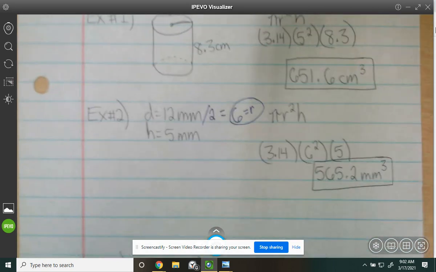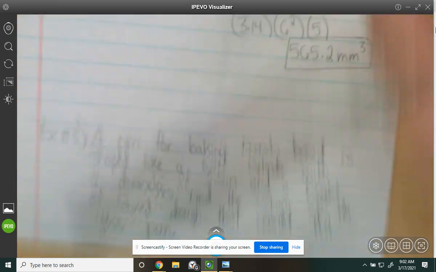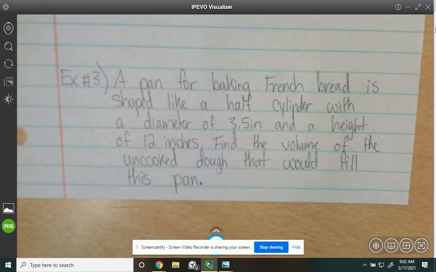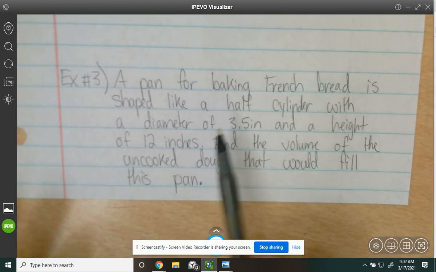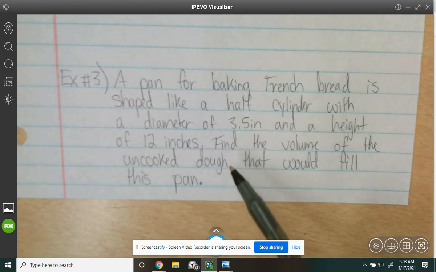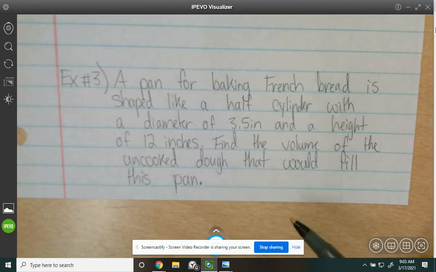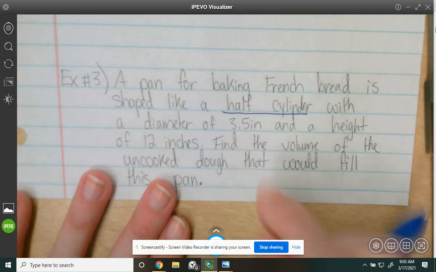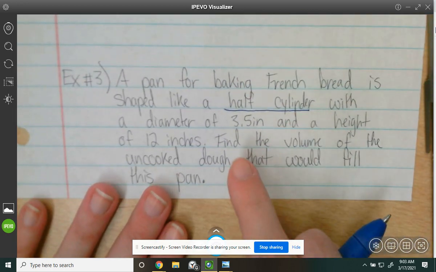All right, last one is a word problem, and I already wrote it. I'm probably going to do the work up here. So, okay, pause this and write that down. The pan for baking French bread is shaped like a half cylinder with a diameter of 3.5 inches and a height of 12 inches. Find the volume of the uncooked dough that would fill this pan. So it's a half cylinder. So we just have to remember that at the end of our volume, we have to divide that by 2.